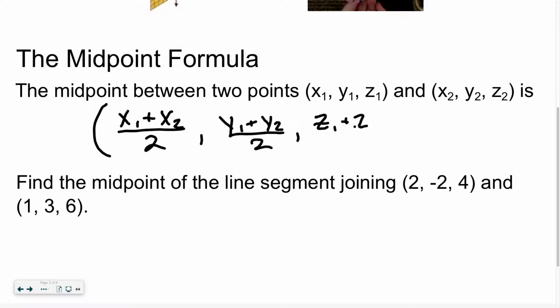Now, if you look back to the distance formula on Friday, when you take your two coordinates, you find the difference. So you're subtracting the x's, subtracting the y's, subtracting the z's, squaring them, and adding their squares together. So you have to make sure that you're familiar with those formulas. I'm also going to put a note right here that says my answer should be an ordered triple.